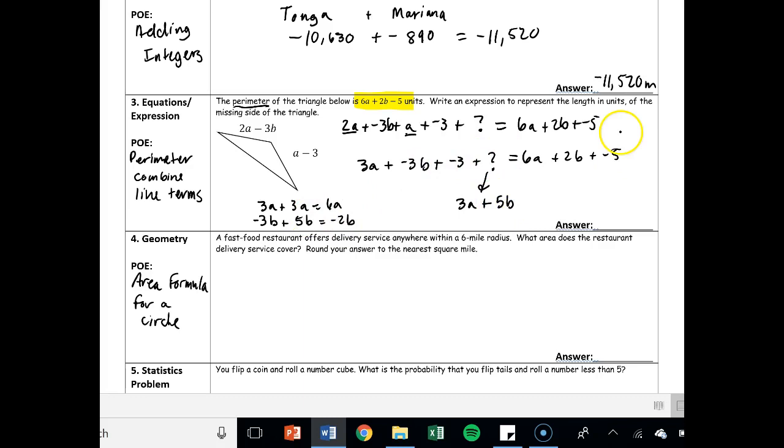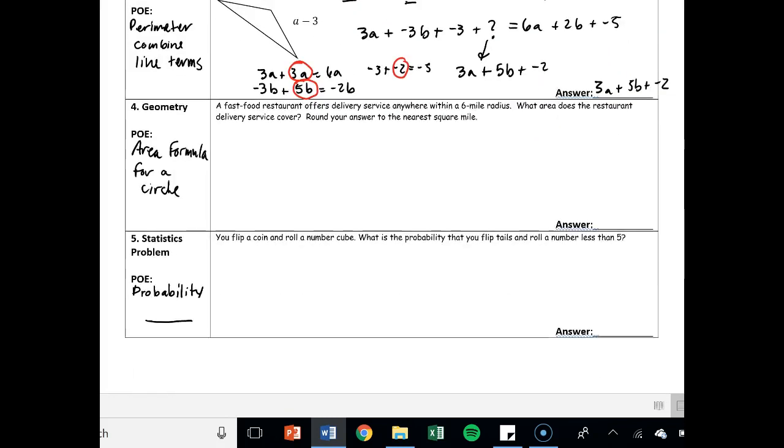And then a negative 3 plus what equals negative 5? A negative 3 plus a negative 2 equals a negative 5. So plus a negative 2. So your answer there is 3a plus 5b plus a negative 2. We got that from this, this, and that one, because we were just saying 3a plus what gives you 6a? 3a. Negative 3b plus what gives you 2b? 5b. Negative 3 plus what gives you negative 5? Negative 2.